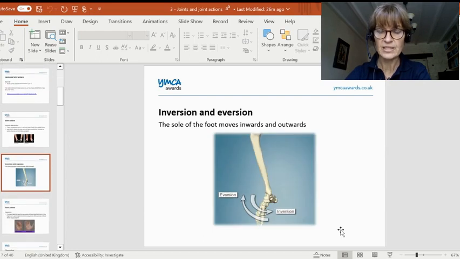And here you can just see a skeleton image of the foot moving in and the foot moving out, inversion and eversion.